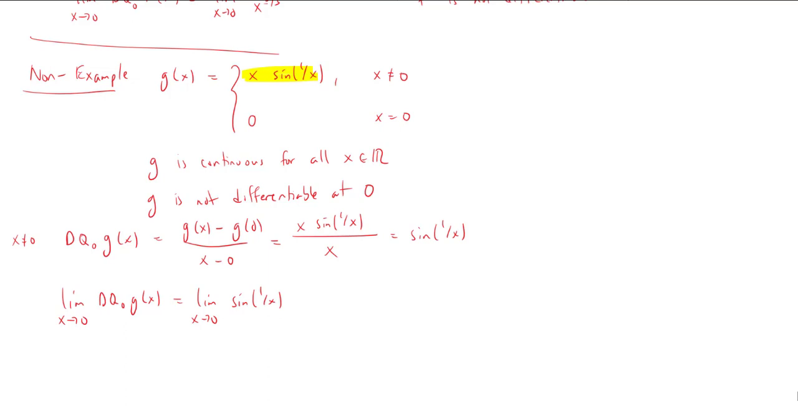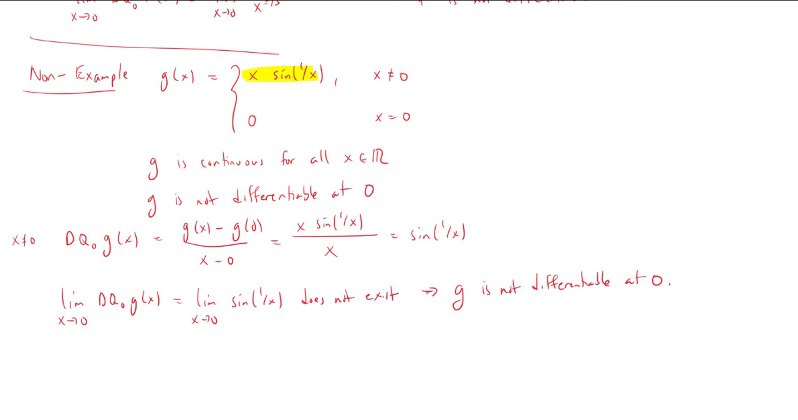As x goes to 0, 1 over x is either going to positive infinity or negative infinity. Either way, the sine function is just oscillating madly. And so, in fact, this does not exist. And so this implies that g is not differentiable at 0.